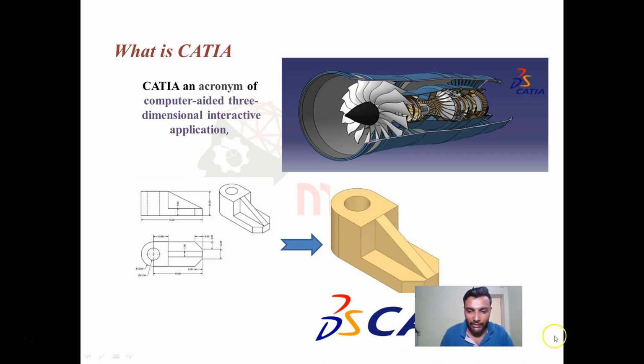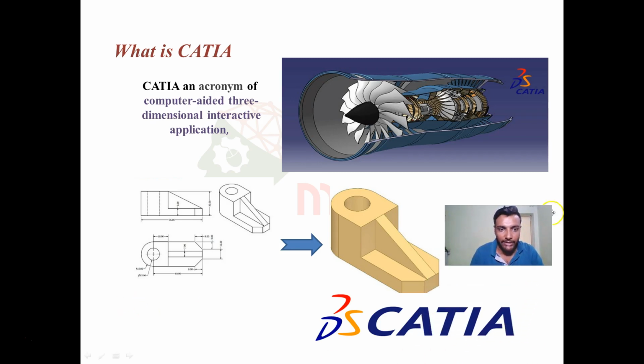Catia is actually an acronym for Computer Aided Three-Dimensional Interactive Application. Catia was launched by a French company called Dassault Systems in 1970, and it is basically a software which is used to convert 2D drawings into 3D models.